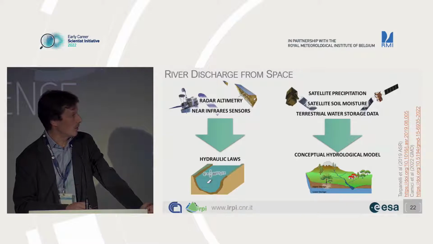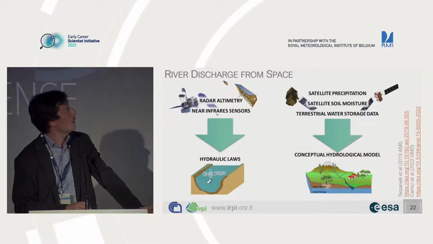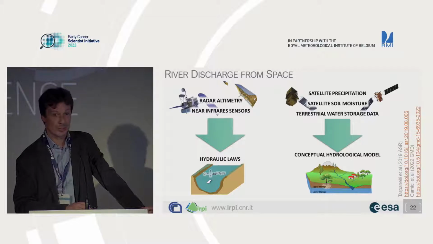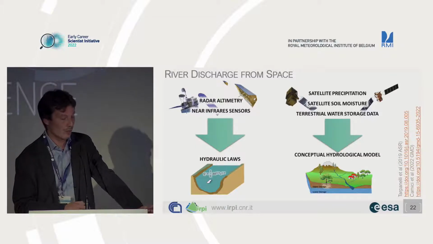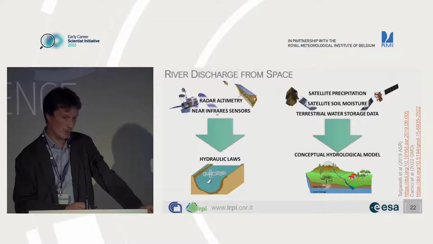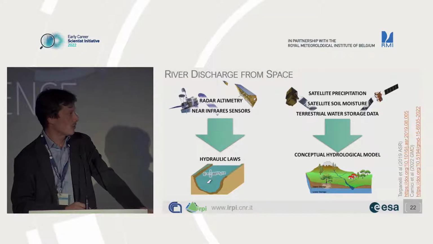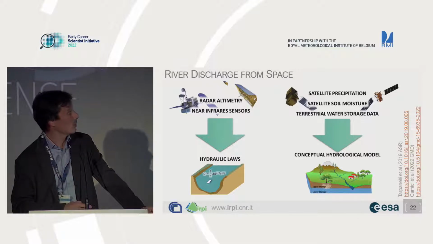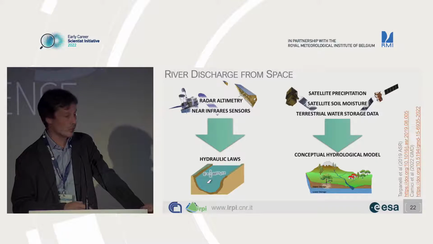Then I talked about soil moisture, precipitation, irrigation, and river discharge. Of course, we have also evaporation that is an important component of the water cycle, but it's not our focus. We do also research on evaporation, but in collaboration with other partners. So the last variable that I will talk about is river discharge. There are different approaches. On the left, you can see the approach based on radar altimetry and near-infrared sensors. And on the right, we have developed a conceptual hydrological model exploiting satellite precipitation, soil moisture, and terrestrial water storage for getting runoff and river discharge.